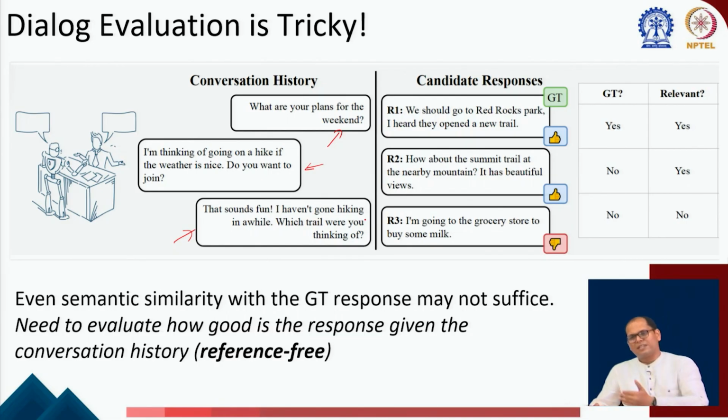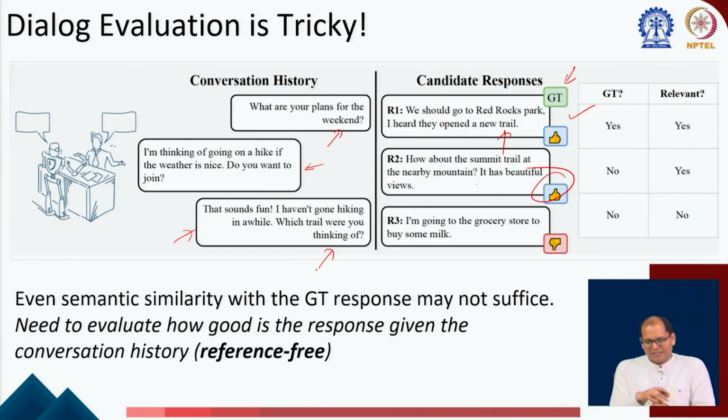And let's say these are some candidate responses. So, take R1. We should go to Red Rocks Park. I heard they opened a new trail. It's actually the ground truth, and it is relevant. But what about R2? How about the summit trail at the nearby mountain? It has beautiful views. Now, it does not match much with the reference, right? But it's a valid response, and you should still say that this is a correct response, right? So, now how do you evaluate such a response? You cannot directly compare, because the same query may have multiple different responses which may be totally unrelated to each other, but still completely valid to the context, right.